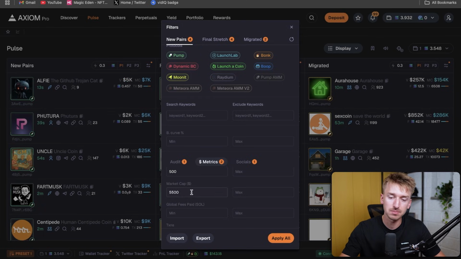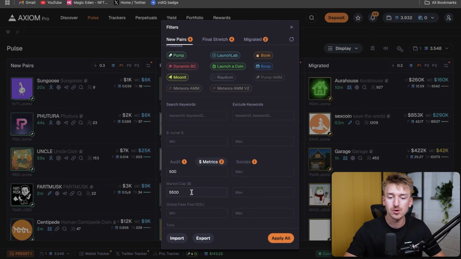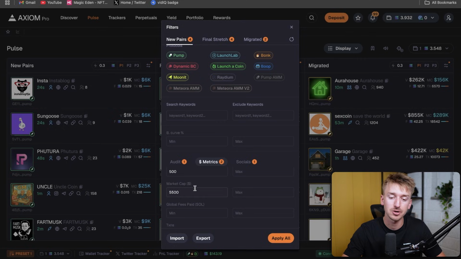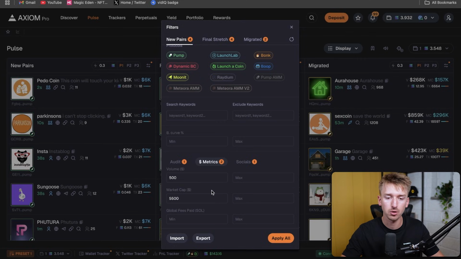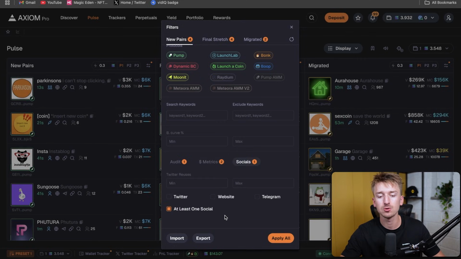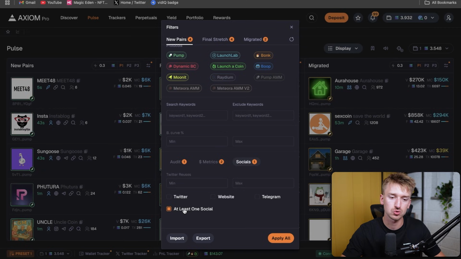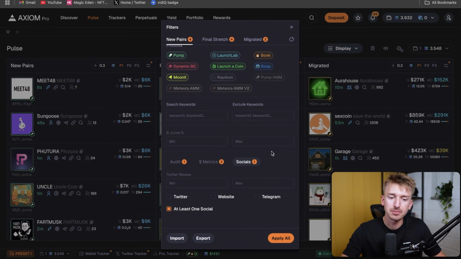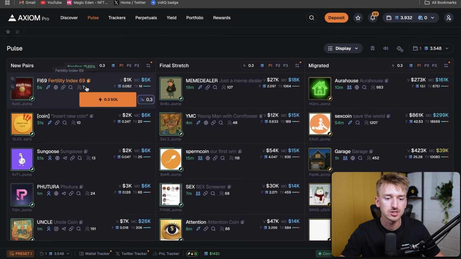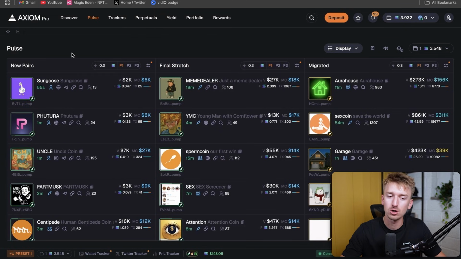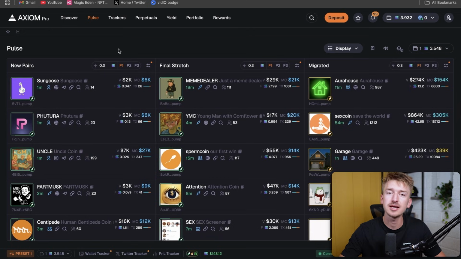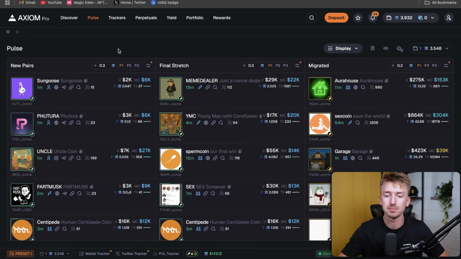I have no need to be the very first person to buy a token. I would rather someone else trade it first until it gets to at least 5,500 market cap, because then I can enter with a bit more confidence into a token. And I also have at least one social showing, which makes it at least a little bit less likely that they will rug straight away. So those are the filters I'm using on new pairs. It just makes the quality of the new pair tokens that show up a lot higher in my opinion, and it's just what's working pretty well for me at the moment.